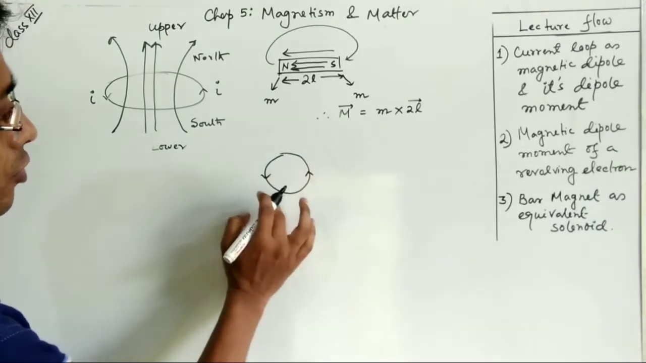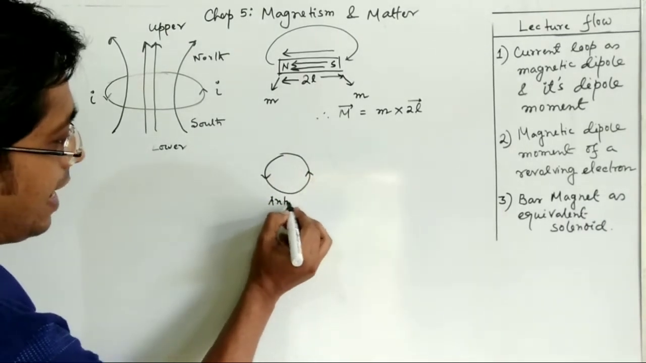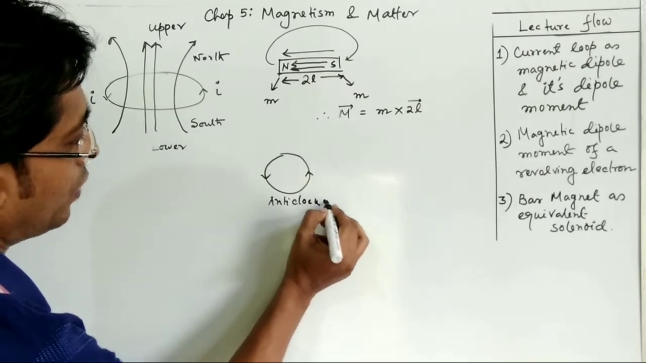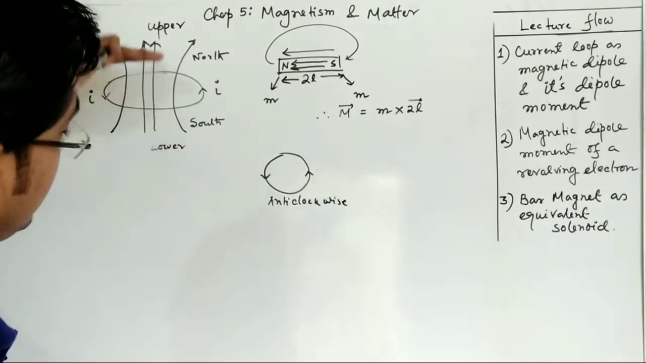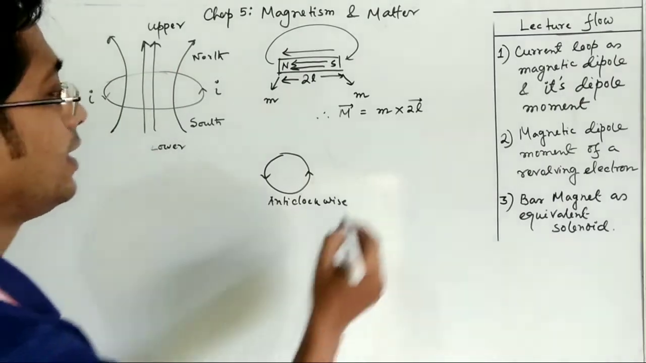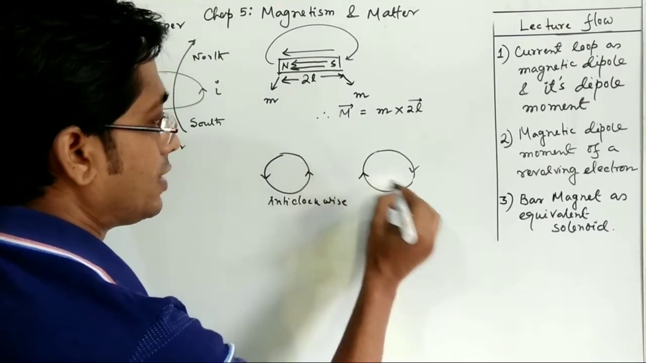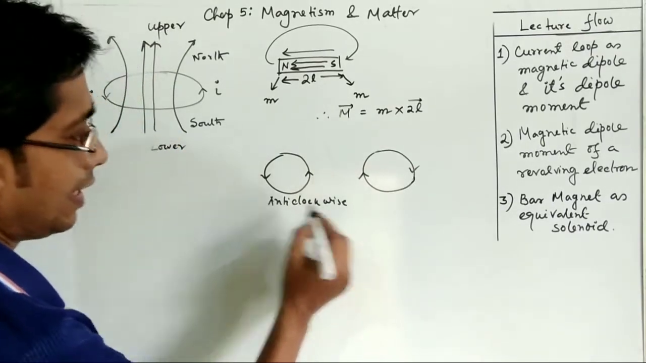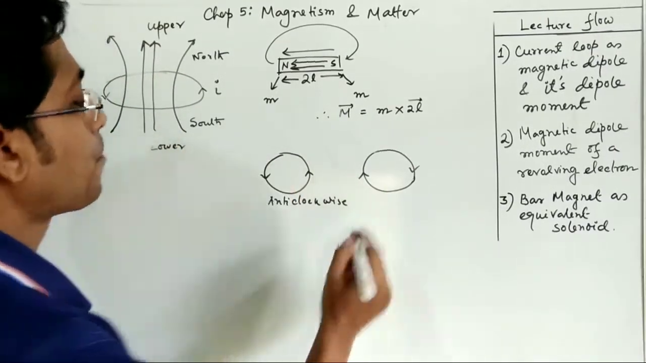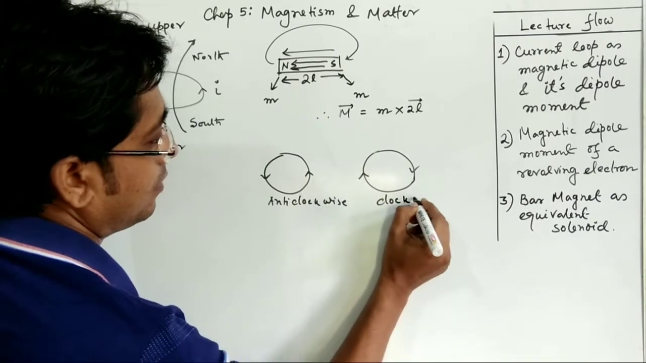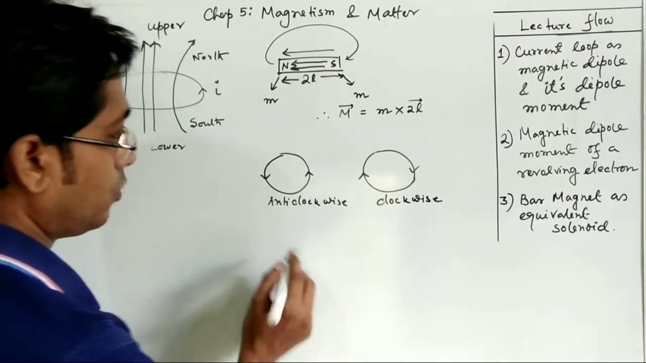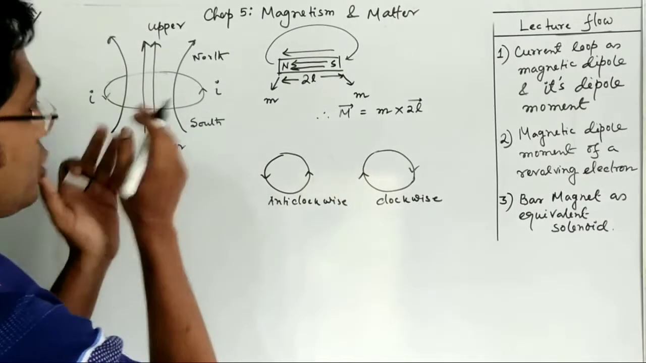Is it clockwise or anti-clockwise? It is anti-clockwise. And if you see the loop from the below side, you will see the loop in the clockwise direction. Okay. You have already read these things in class 10. This is known as the clock face rule. By the clock face rule, we get the nature of the pole.